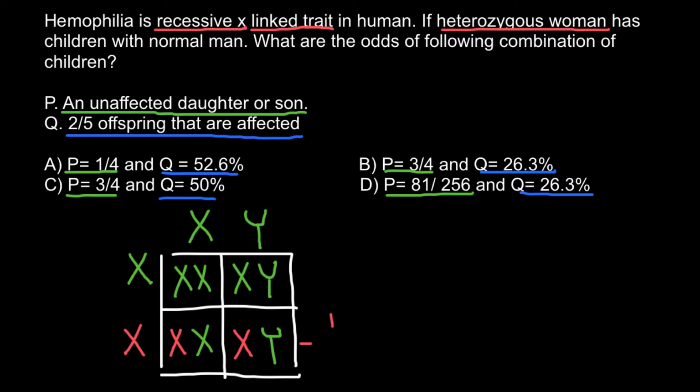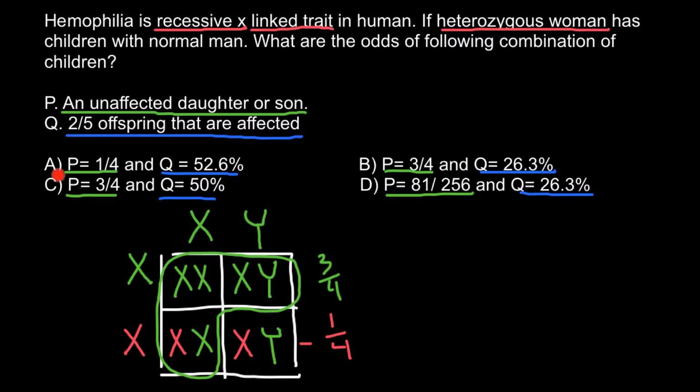genotype here would be defective. This is going to be 1/4, and these three genotypes represent normal phenotypes. That is going to be 3/4. And now we can cross out those answers that don't have these numbers.